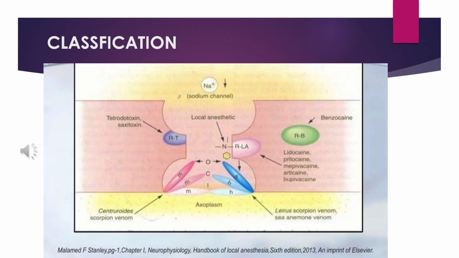Local anesthetics are also classified by their ability to react with specific receptor sites in the sodium channel. Number one, within the sodium channel, that is tertiary amine local anesthetics like lidocaine, articaine, mepivacaine, prilocaine or bupivacaine. At the outer surface of the sodium channel, that is tetrodotoxin, saxitoxin. At the activation gate or inactivation gate, scorpion venom.